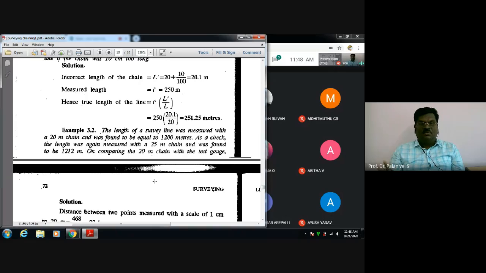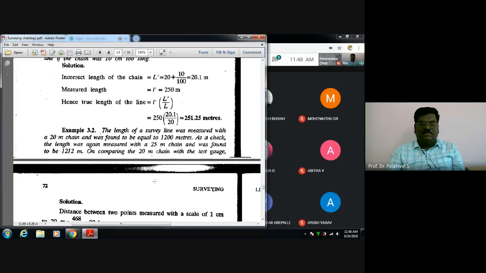There are two chains used. Don't ask me, sir, whether we have a 25-meter chain. It is just for the problem. In our department, we have only a 20-meter chain and a 30-meter chain. So in this problem, two kinds of chain are used: one is a 20-meter chain and another is a 25-meter chain, to measure the distance between two points.